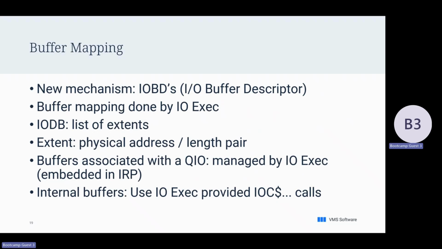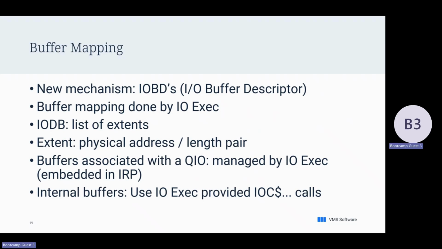We have a new mechanism called IOBDs, IO buffer descriptors. And all of that heavy lifting of the buffer mapping, going from virtual addresses to physical addresses, is now all done by the IO exec. An IO buffer descriptor is a structure that contains a number of extents, and an extent is simply the combination of a physical address plus a number of bytes, and then you have the next extent. So this is enough to give to your device and tell it, this is where I want you to read data from or write data to.